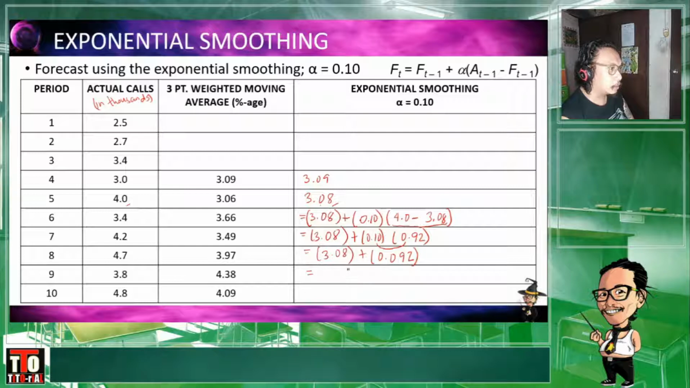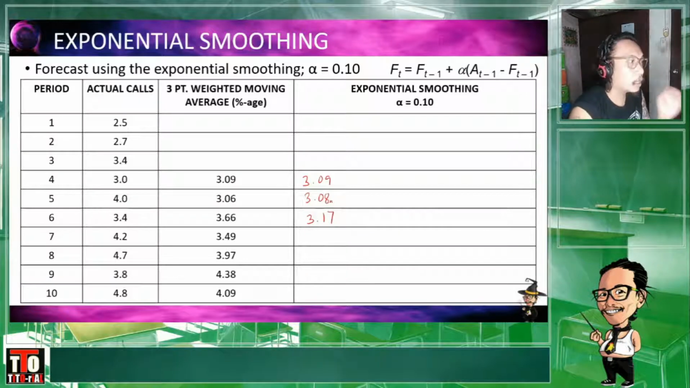So 3.08 plus 0.092, we will have 3.17 as our forecast for period 6. So this one is 3.17.